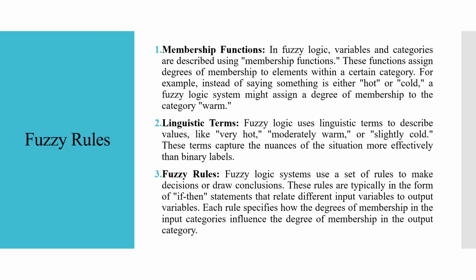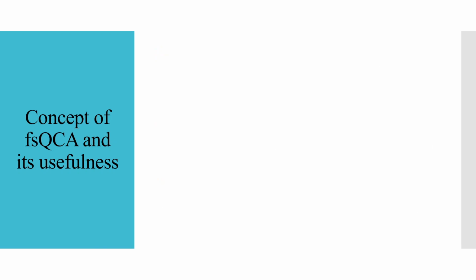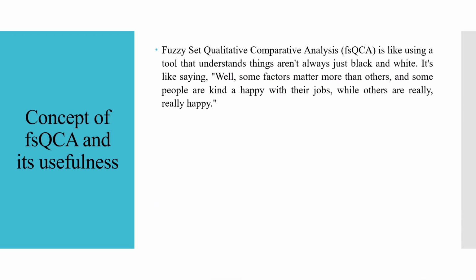Fuzzy rules. Fuzzy logic systems use a set of rules to make decisions or draw conclusions. These rules are typically in the form of if-then statements that relate different input variables to an output variable. Each rule specifies how the degree of membership in the input category influences the degree of membership in the output category.